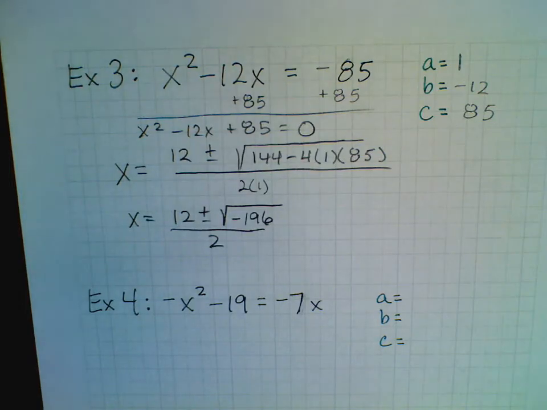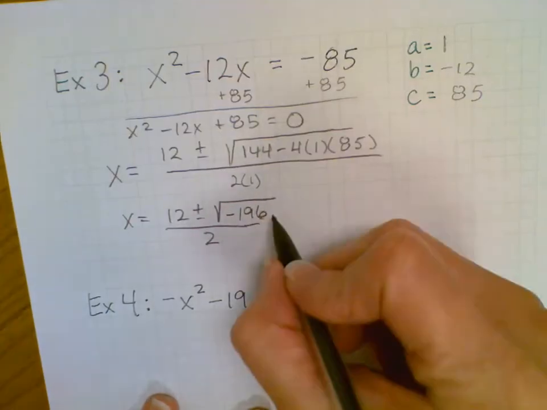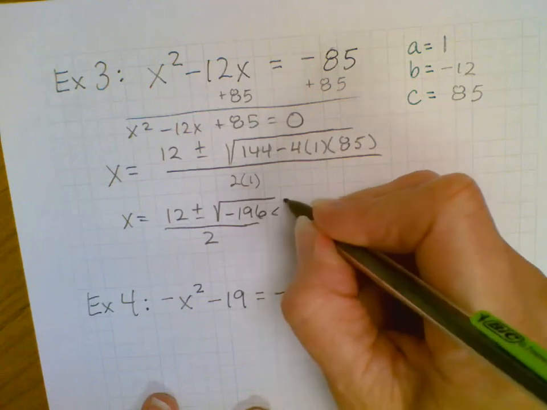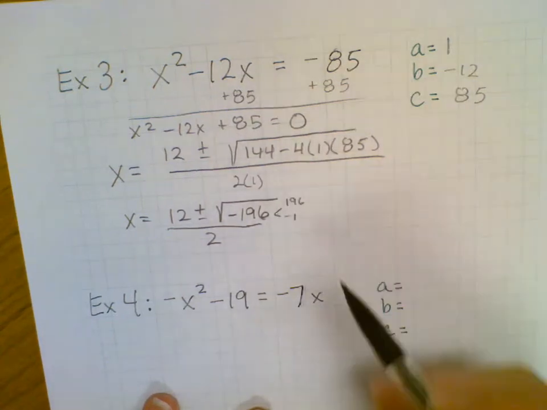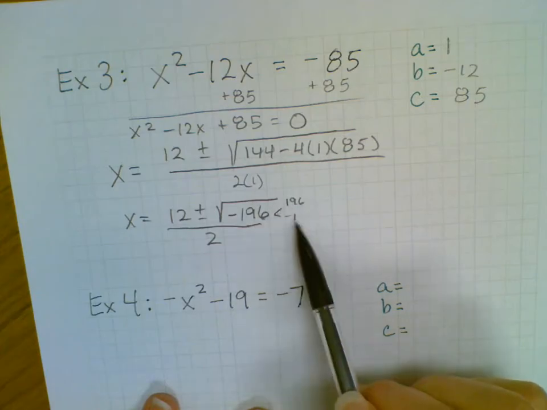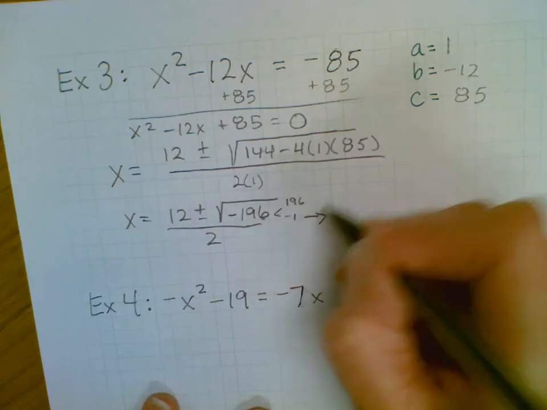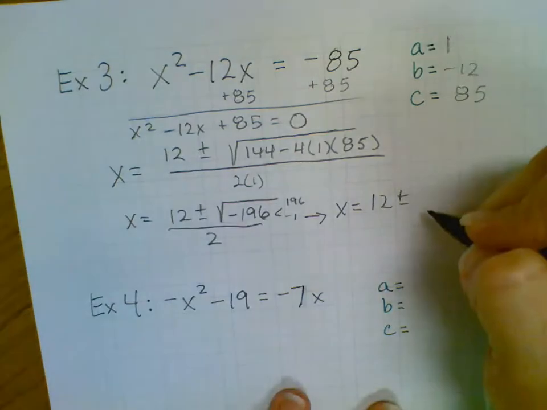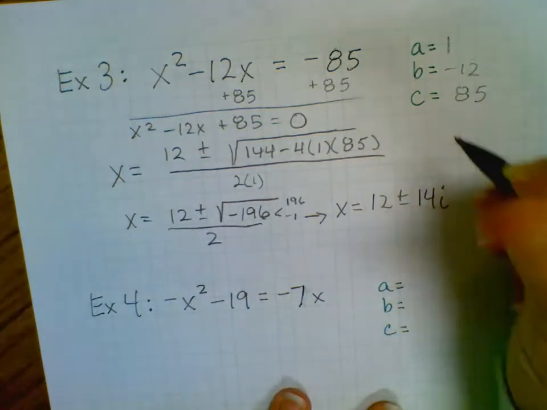So we're going to simplify that just a little bit more. When I did the lesson, I said we would keep it as like 196 times -1. So the square root of 196 will be the 14, and then the square root of -1 is your i. So I'm going to go this way. So it'll be 12 plus or minus 14i all over 2.